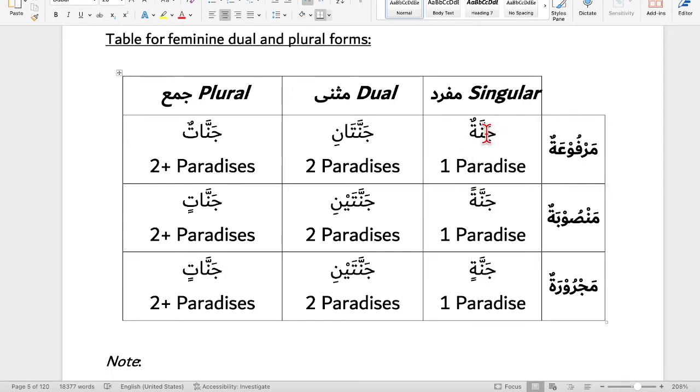Okay, so we can take another example, like hadikatun, garden: hadikatun, hadikatan, hadikatin, hadikatani, hadikataini. Similarly, the Muslim example, if we take muslimatun, muslimatan, muslimatin, muslimatani, muslimataini. So we can put any noun here. The noun will change, but the pattern will stay the same.